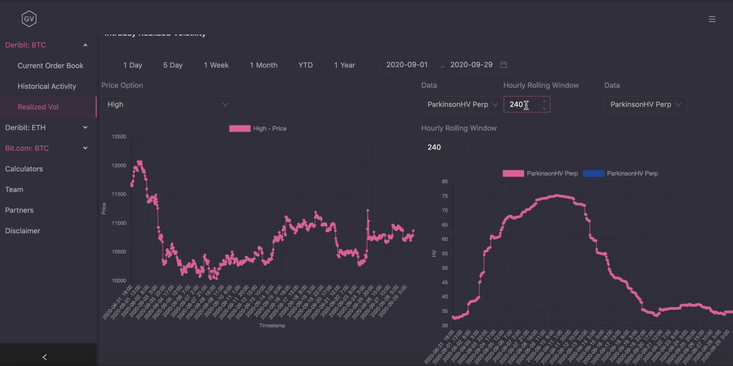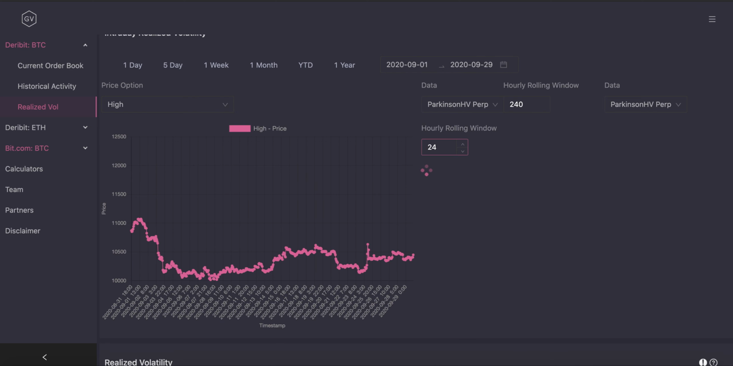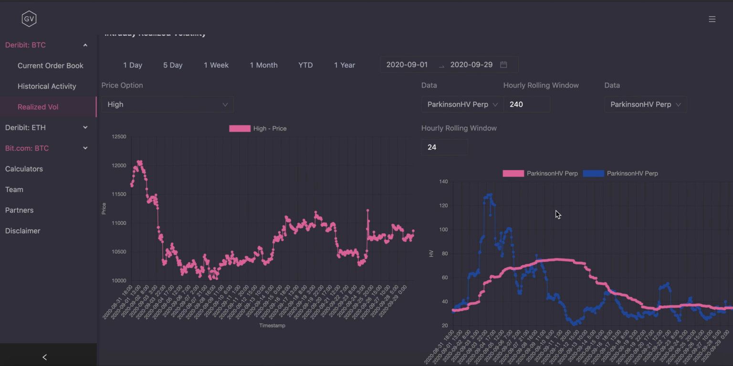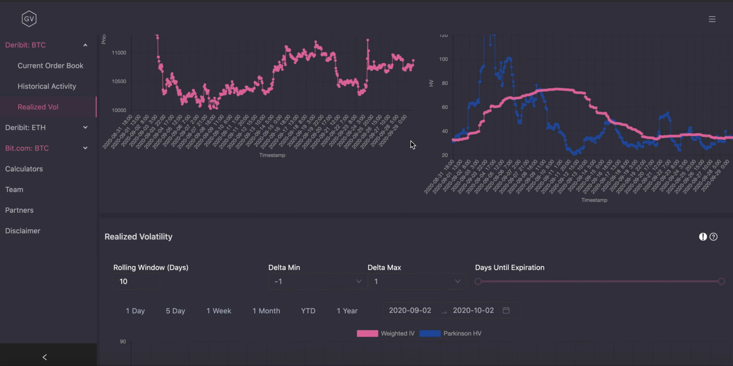I'm looking at, call it, the 240 hour or the 10-day realized vol, and then I'll calculate the 24 hour or the 1 day realized vol in blue. So I can see the relationship between these two. How has 1 day realized vol progressed throughout September versus the 10-day average, and so on. So it gives you a more granular look at realized volatility.